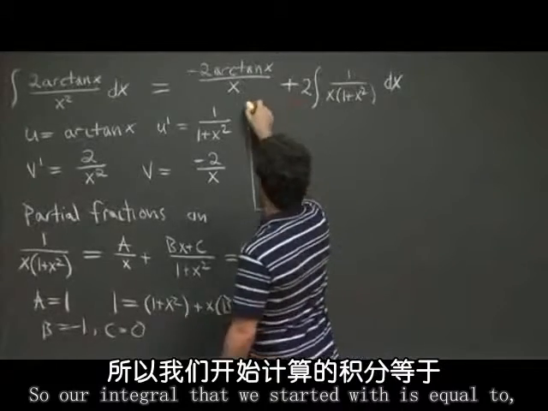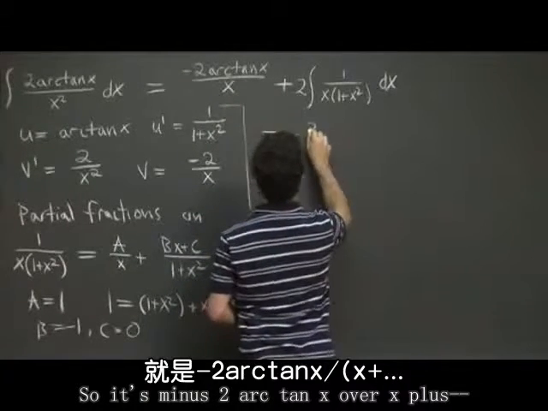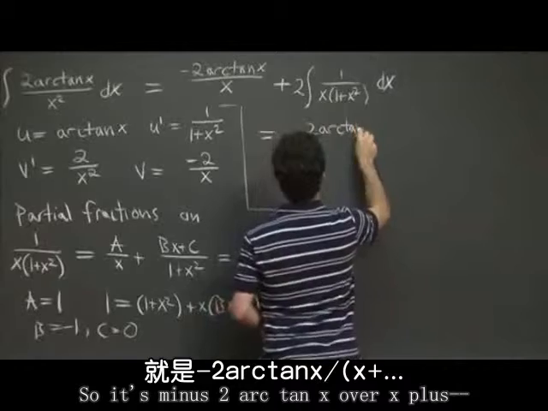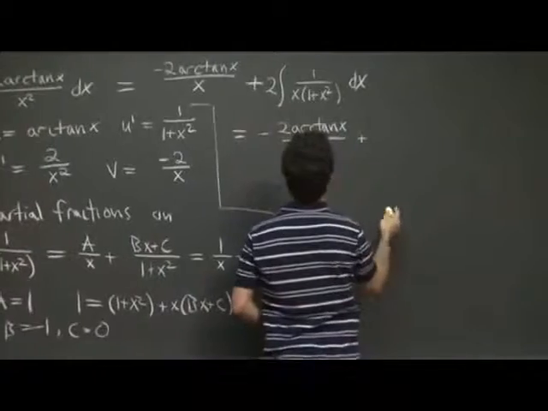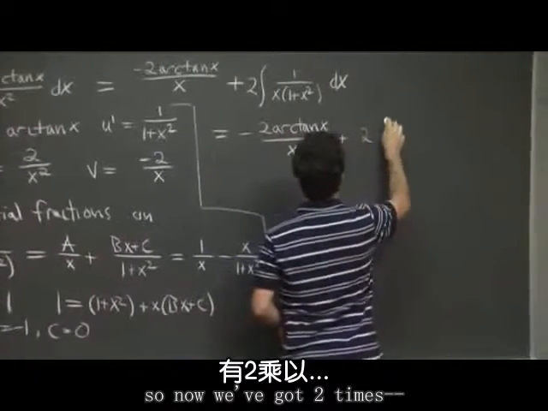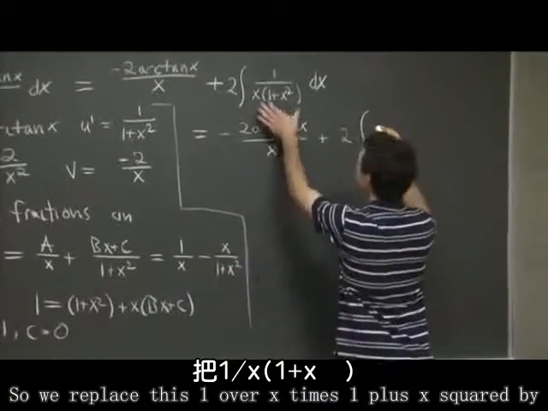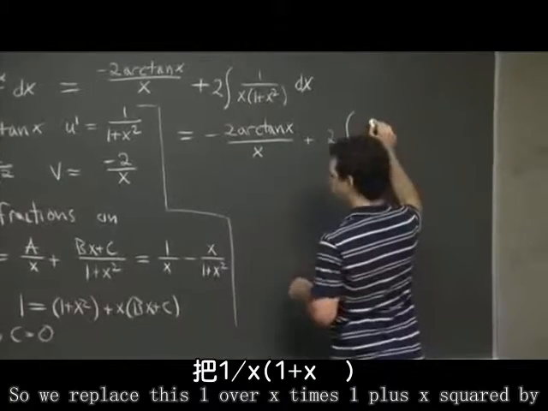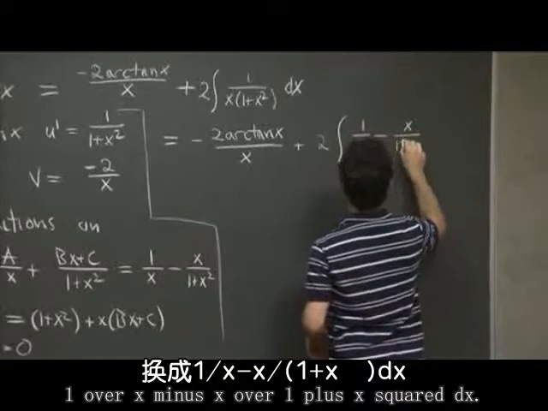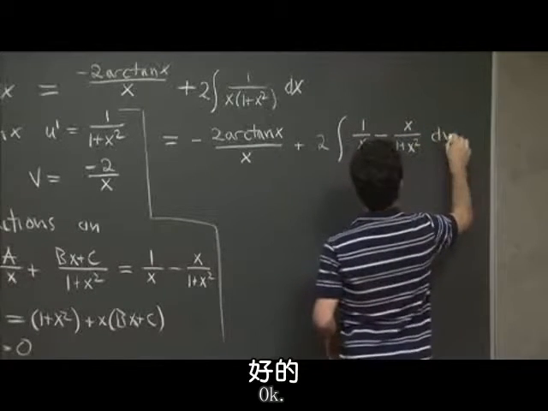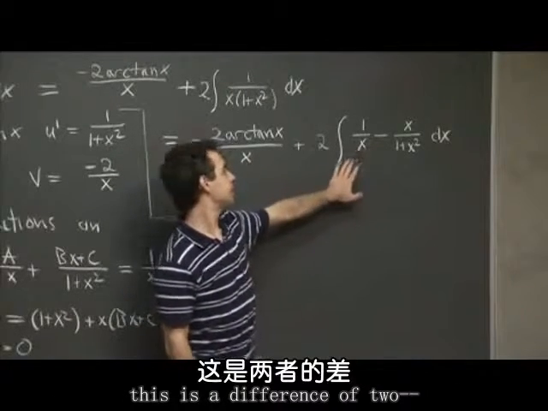So our integral that we started with is equal to now, well, so this constant is still out in front, so it's minus 2 arctan x over x plus, so now we've got 2 times, all right, so first, this is just algebra that we've done, so we can just substitute it in. So we replace this 1 over x times 1 plus x squared by 1 over x minus x over 1 plus x squared dx.